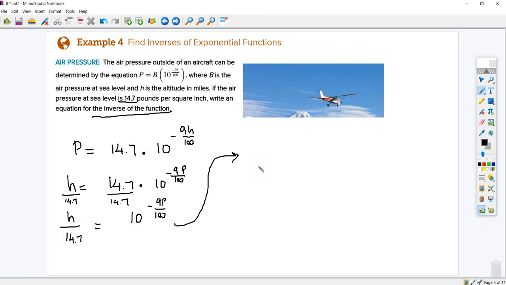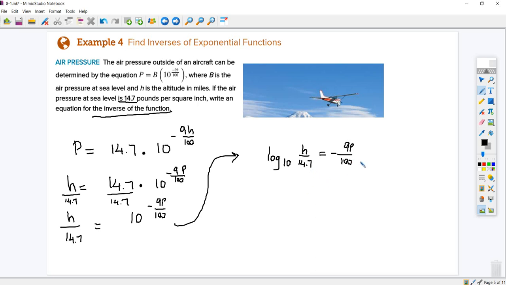Remember what I said. If you have exponential, you are converting it to log. Write the log first. And since the base is 10, we have a 10 here. Now the H over 14.7, this thing together will switch with negative 9P over 100. So you will have here H over 14.7 is just equal to negative 9P over 100. That's it. These two just switch, this one and this one.